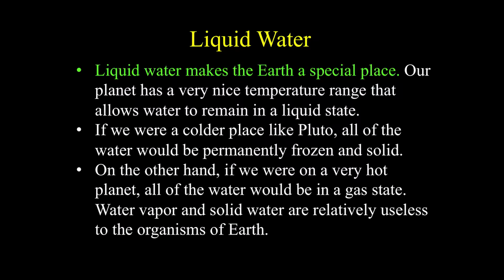Liquid water makes the Earth a special place. Our planet has a very nice temperature range that allows water to remain in a liquid state. If we were a colder place, like Pluto, all of the water would be permanently frozen and solid. On the other hand, if we were on a very hot planet, all of the water would be in a gas state. Water vapor and solid water are relatively useless to the organisms of Earth.